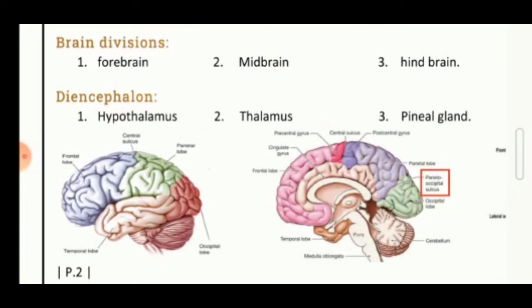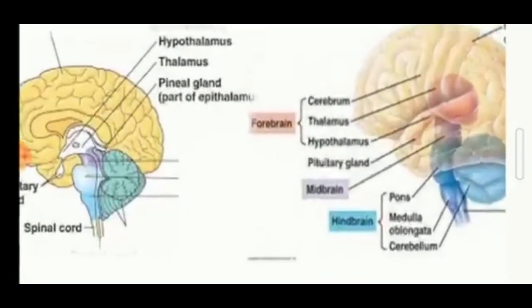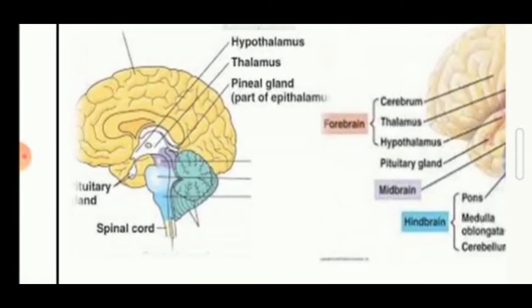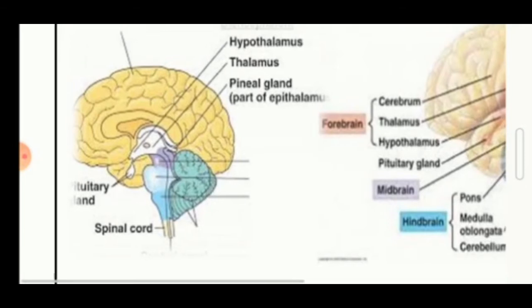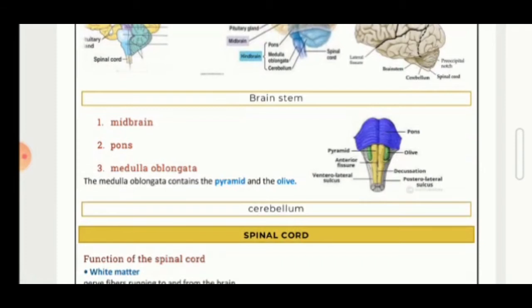The diencephalon is made up of 3 parts shown in here: hypothalamus, thalamus, and pineal gland. Again, brainstem is made up of midbrain, pons, and medulla oblongata. Please remember, pons and medulla oblongata belong to hindbrain according to categorization of brain development.